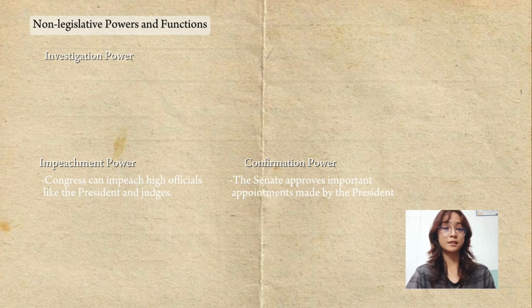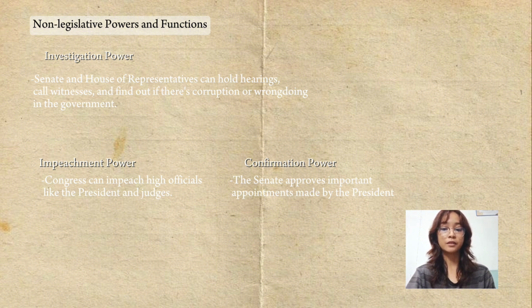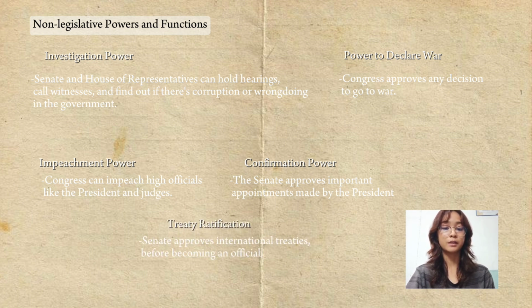Congress can also investigate matters of public interest. Both the Senate and House can hold hearings, call witnesses, and find out if there's corruption or wrongdoing in the government. Congress has the power to declare war. Although the President leads the military, Congress must approve any decision to go to war. And finally, the Senate must approve international treaties before they become official, making sure they're in the country's best interest.